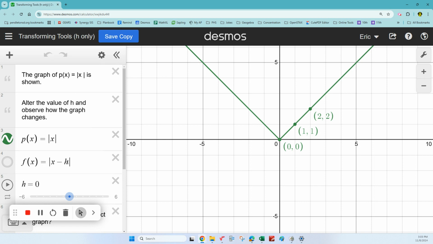Okay. Now what happens if I graph a spiced up version of this graph, my parent graph, in which I'm going to subtract h from x inside the function? Okay, well, right now, f of x is identical to p of x because I'm subtracting the number 0. Everybody see that? I have h set to have a value of 0. What if I turn h into like a 2, so I end up with the absolute value of x minus 2? What do you think that's going to do?